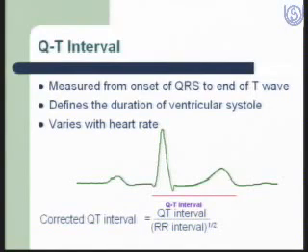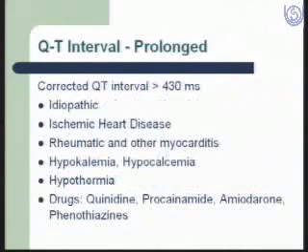It varies with heart rate, and so a correction has been applied. The corrected QT interval equals the QT interval divided by the square root of RR interval. Prolonged QT interval implies a corrected QT interval more than 430 milliseconds and can be either idiopathic or because of certain causes like ischemic heart disease, rheumatic myocarditis, hypokalemia, hypocalcemia, hypothermia or certain drugs like quinidine, procainamide, amiodarone and phenothiazines.